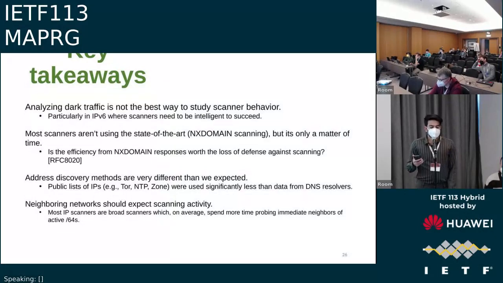And then address discovery methods are very different than we expected. We expected that scanners will go to these public lists of IP addresses like Tor, NTP, get addresses from there and then scan, but they don't really do that. They mainly rely on open DNS resolvers. And then neighboring networks should expect scanning activity. So let's say if a /64 subnet has something running in them, we expect that the neighboring /64s are much more likely to receive scanning traffic due to something running in that /64.